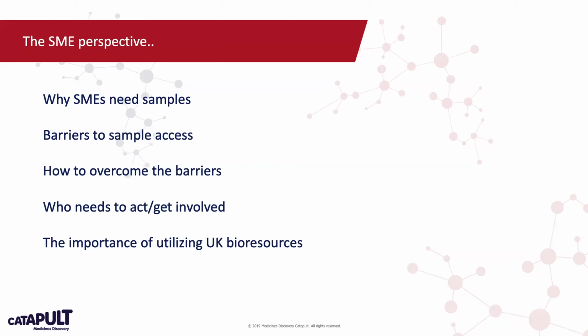So I'm just going to talk through a few factors around why SMEs need samples in the first place, where they might get them from, and what they do with them. Some of the barriers to sample access within academic biobanks and how they might be overcome, including how industry could help to streamline the process. Who needs to act and get involved in both highlighting and solving these issues, and why it's important to use UK bioresources. Next slide.